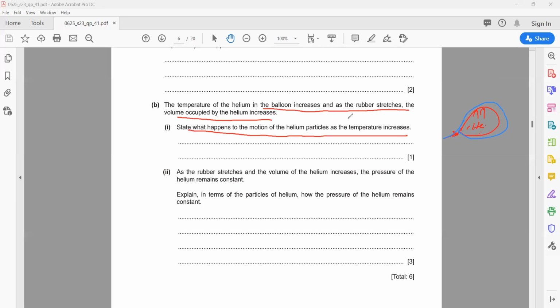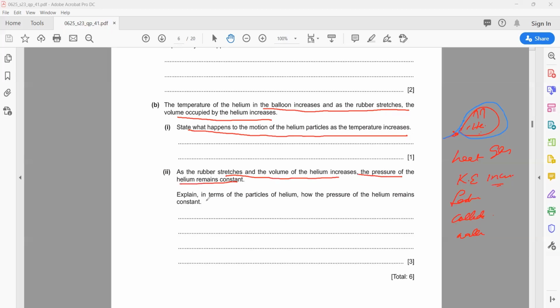Now, state what happens to the motion of the helium particles as the temperature increases. We studied that when heat is supplied to the gas particles, the kinetic energy of the gas particles increases and they move faster. When they move faster, they collide with each other and also with the walls of the container or the balloon, and they apply a pressure on the balloon.